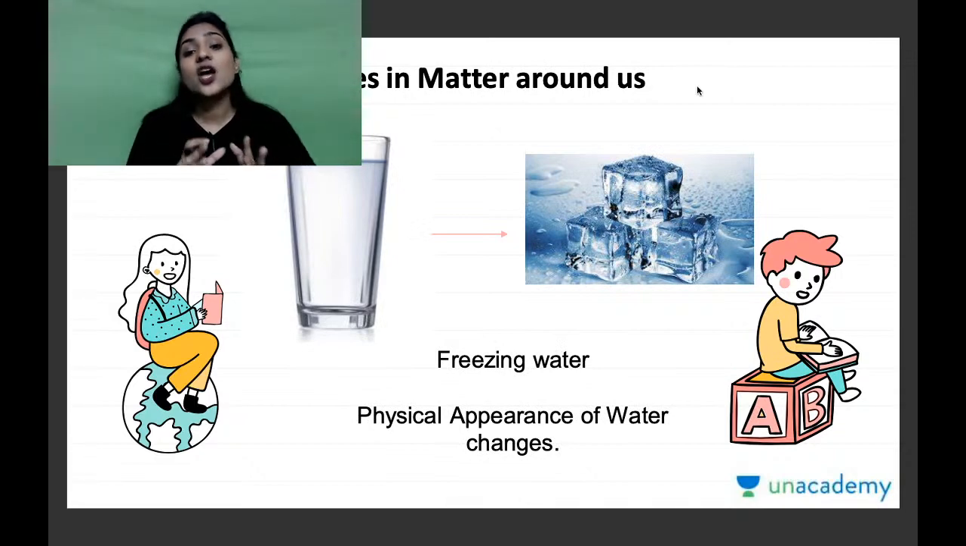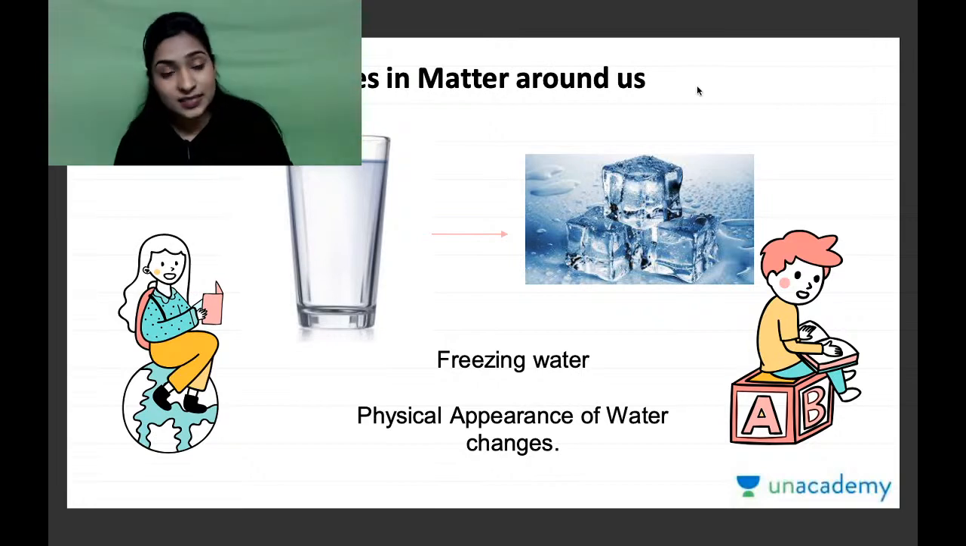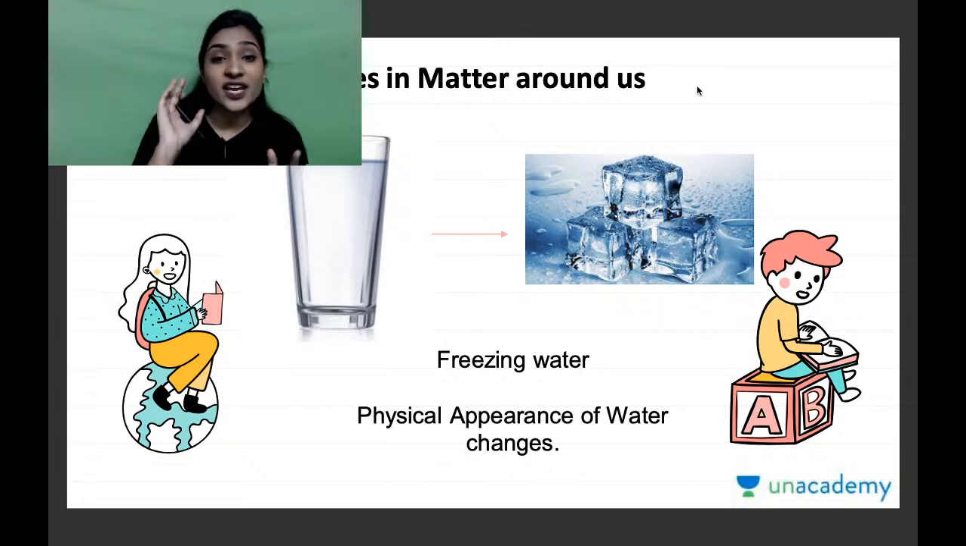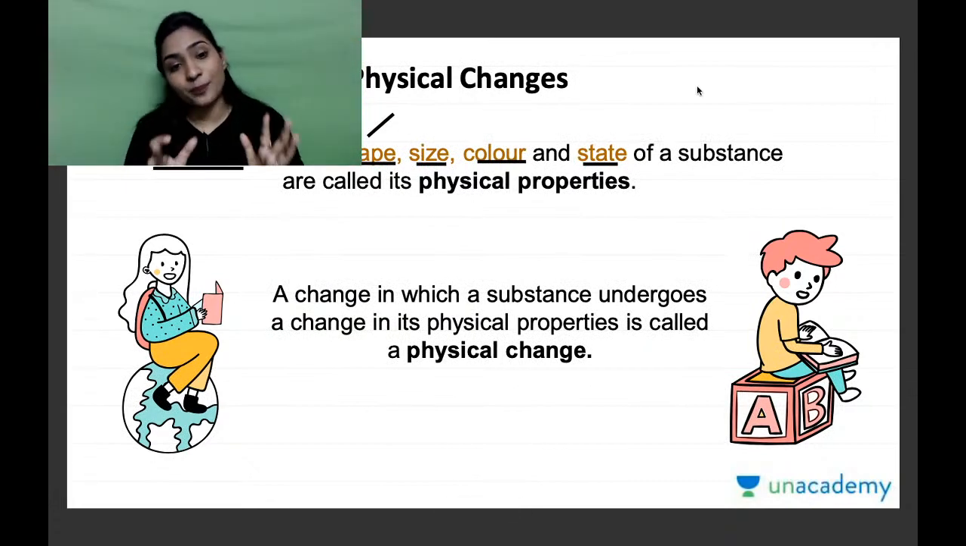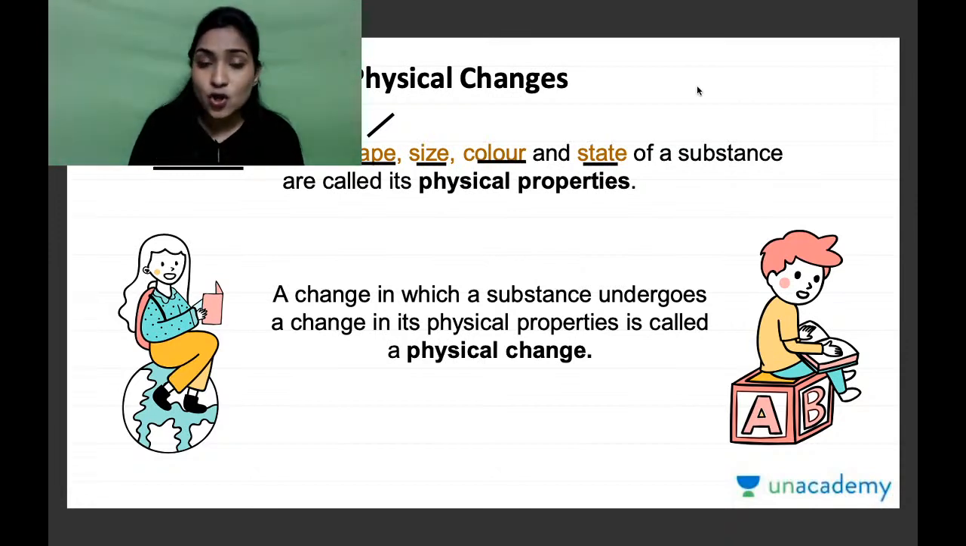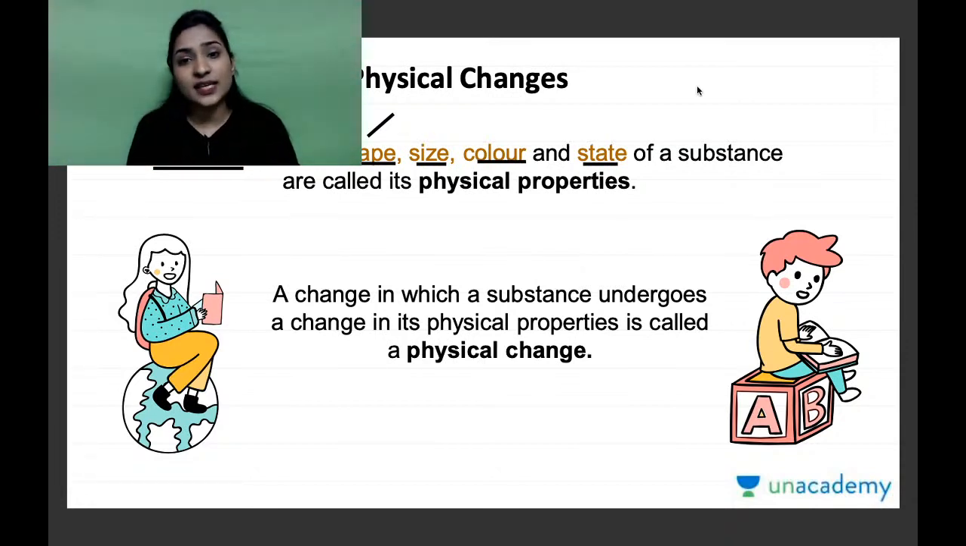Next, when we changed the water to ice, what did we change about it? We changed its state. So now you know that properties such as shape, size, color and state are physical properties. So any change that comes in these physical properties will be known as physical change. As simple as that. So can you give me examples of physical change? Think and tell me.